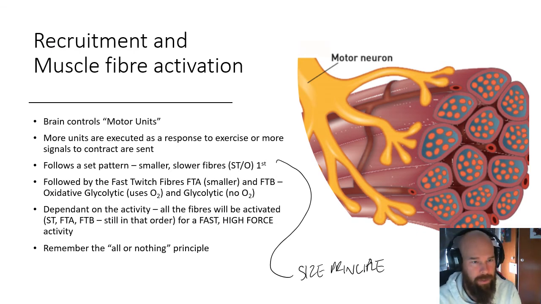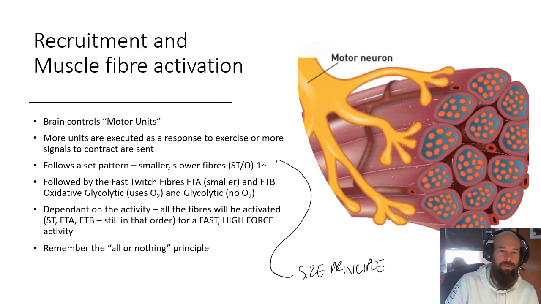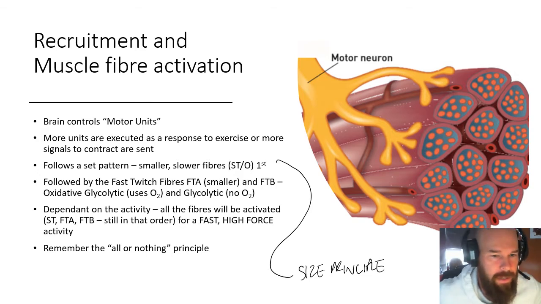There will also be a change in the recruitment and the muscle fiber activation. So basically what happens is the brain controls the motor units. Over here we have a picture of a motor unit. It's the motor neuron and all the muscle fibers that it stimulates. It could be 2 of these fibers, it could be 3, it could be 10. It depends on the size of the motor unit. And when any sort of activity happens, these motor units are the things that contract and basically make us move. They execute the movement.